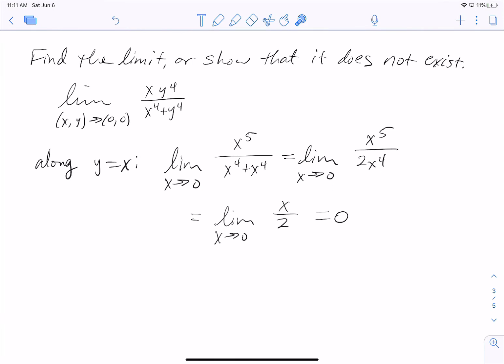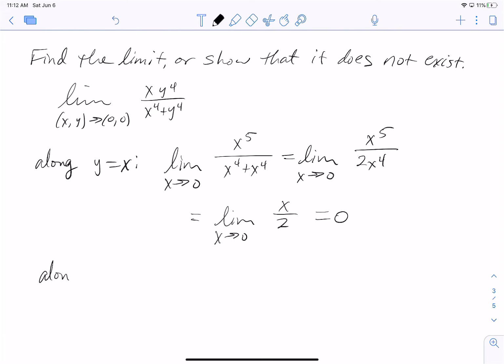If we're approaching along y equals x, we can either substitute y by x, or we can substitute all of the instances of x by writing y. I chose the first one. So xy^4 becomes x^5, and x^4 plus y^4 becomes x^4 plus x^4. We get x^5 over 2x^4. Dividing out x^4 gives us the limit as x approaches 0 of x over 2, which is 0. That does not mean that we have a limit, so we're going to try something else.